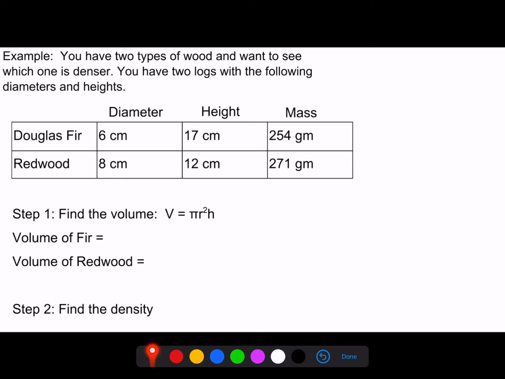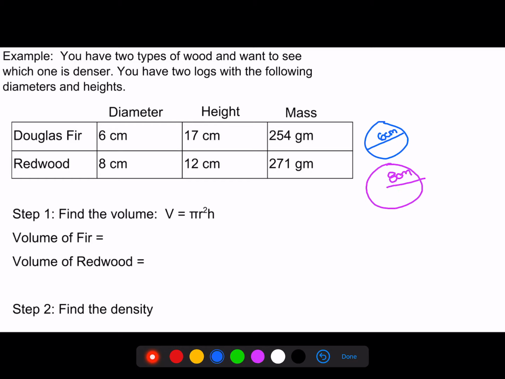Example: you have two types of wood and want to see which one is denser. You have two logs with the following diameters and heights. So we have two different types of trees. We have a Douglas fir and a redwood. The Douglas fir has a diameter of 6 centimeters. So if I were to draw the diameter of the Douglas fir, it'd be 6 centimeters. Meanwhile, the redwood is a little bit larger with a diameter of 8 centimeters.